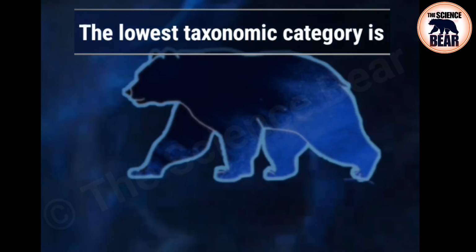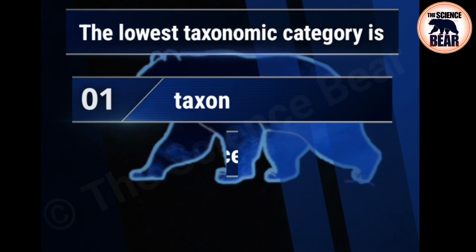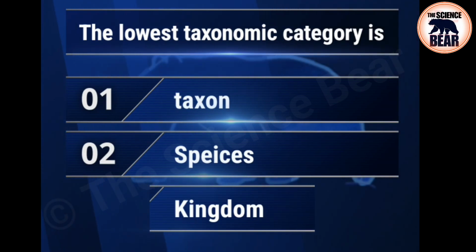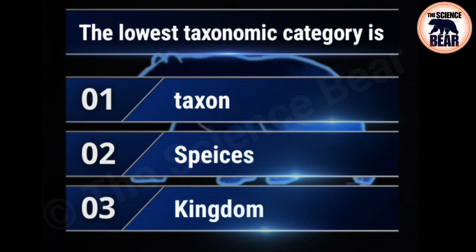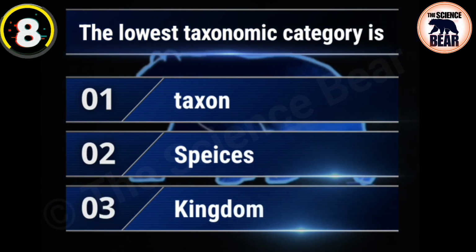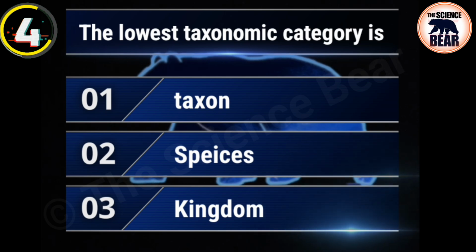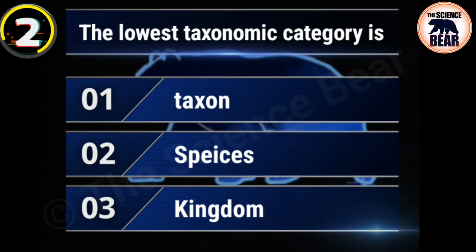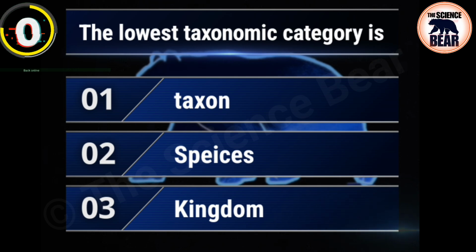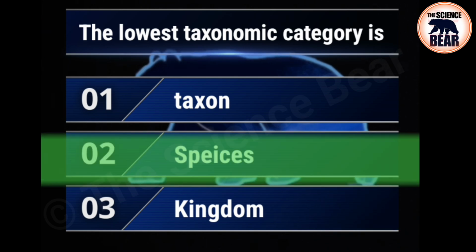The lowest taxonomic category is taxon, species, or kingdom? The correct answer is species.